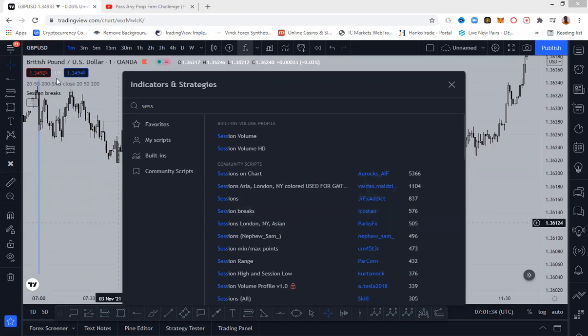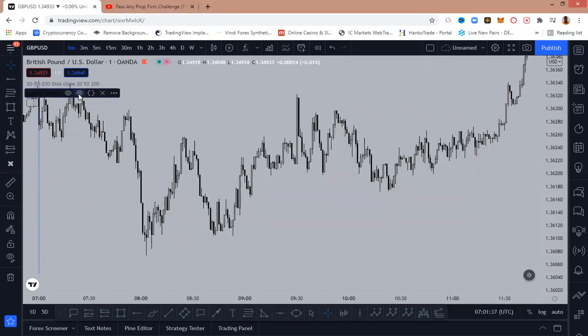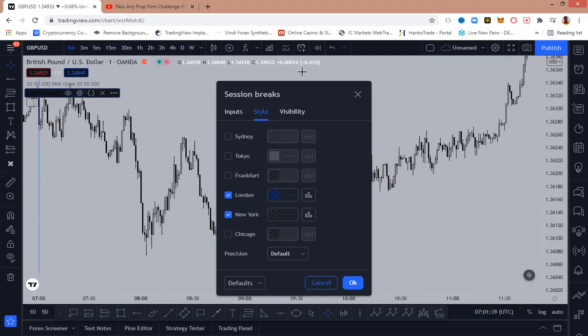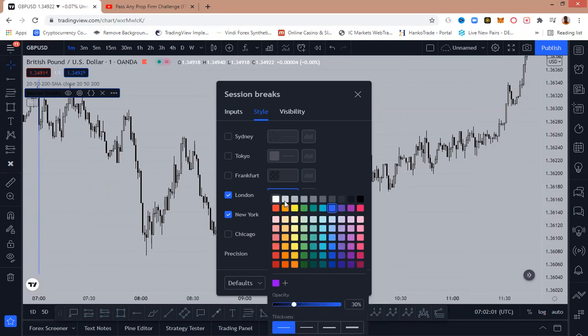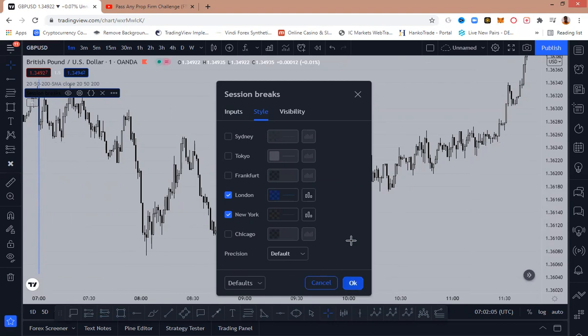And then when you select it, you'll be able to adjust the sessions that you want. So for me, I only trade London and New York, so I have adjusted them that way. And then you'll be able to select here columns. They will show up as columns, not as lines or as anything here. And then you can maybe choose different colors. For me, the London is blue, and then the New York is gray. Yeah, that's how I did it.